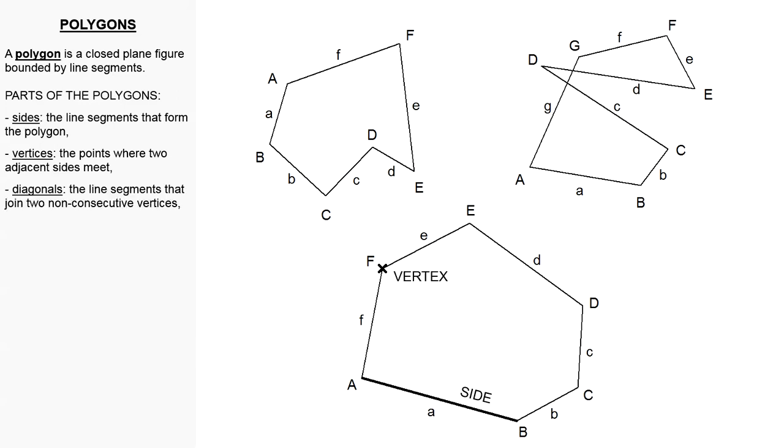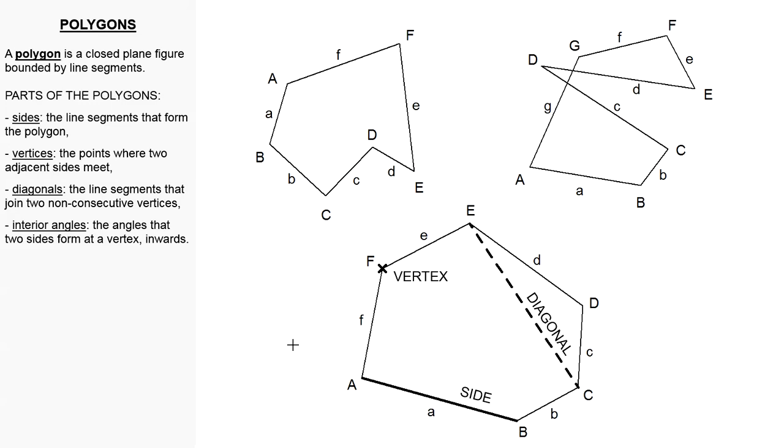A diagonal of the polygon is the line segment that joins two non-consecutive vertices. If the line segment that joins two consecutive vertices is a side, a diagonal is the line segment that joins two non-consecutive vertices. If on this polygon we join vertex C to a non-consecutive vertex like vertex E, this line segment is a polygon's diagonal.